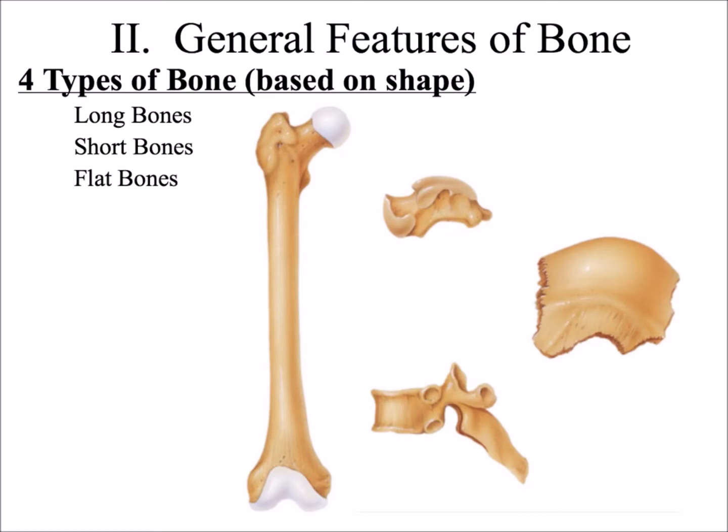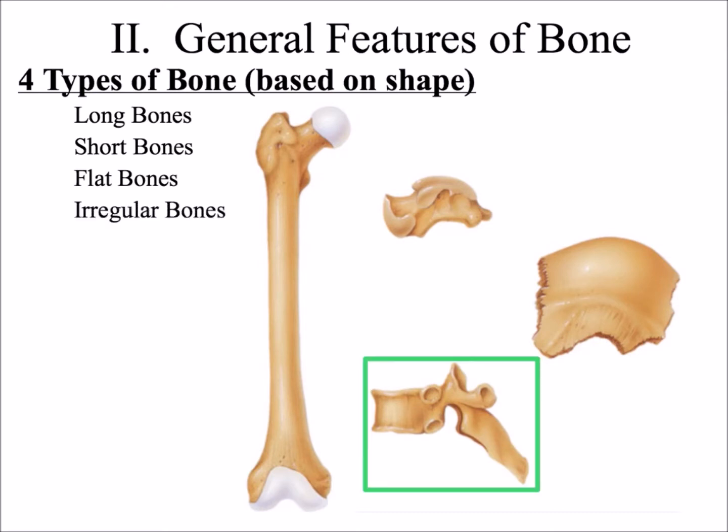And then the last classification of bone is called an irregular bone. We define an irregular bone as a bone that does not fit any of the other three categories. So an irregular bone is not long, it's not short, and it's not flat. It's irregular. Examples of irregular bones are the bones of the face and bones of your vertebral column.